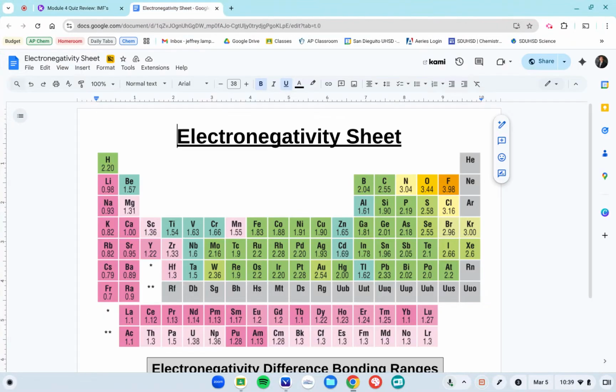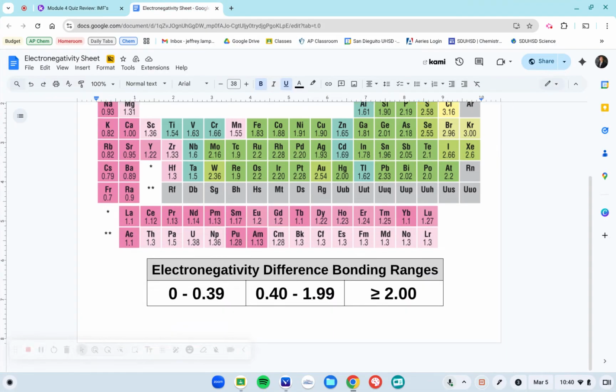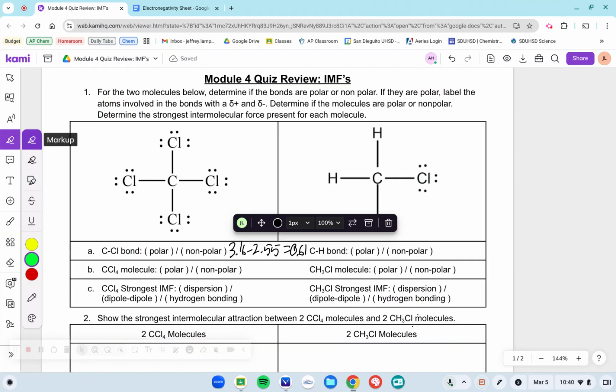Now remember to do this. This is back from Module 3. We just take a look at the periodic table with the electronegativity values and then subtract them. So for C and Cl, we have 2.55 for carbon, and then 3.16 for chlorine. And so if I do that 3.16 minus 2.55, we end up getting a value of 0.61. So 0.61, again, if we check on the bottom here, we have these ranges. And so since it's between 0.4 and 1.99, that would mean that this is a polar bond. So our correct answer here would be polar.